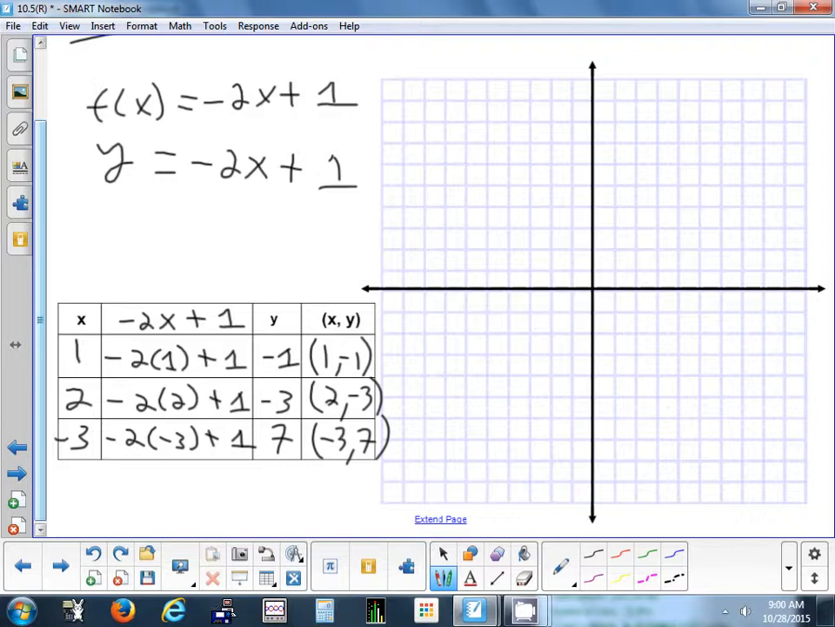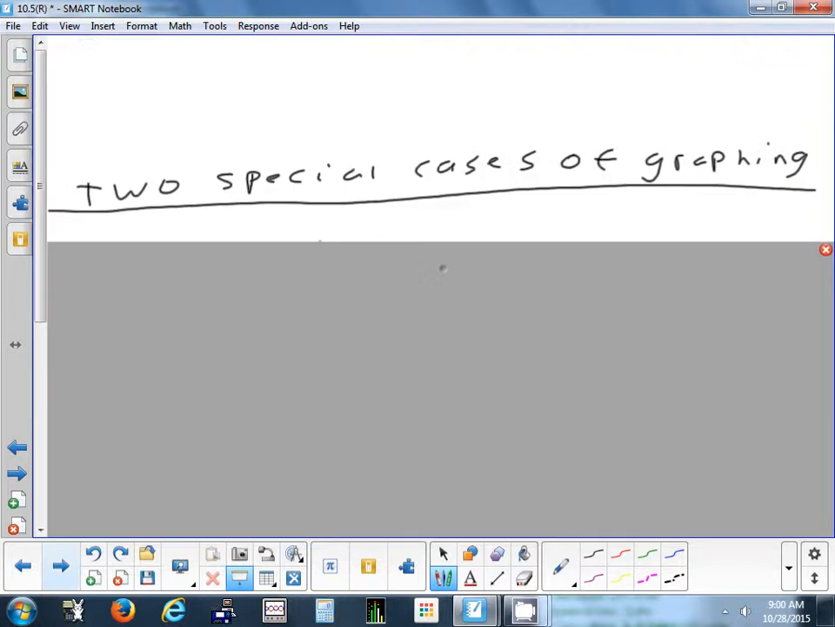Any questions on the table there? All right, so the only trick here: change f of x to y. You're good to go. The last thing we're going to look at is 2 special cases of graphing.